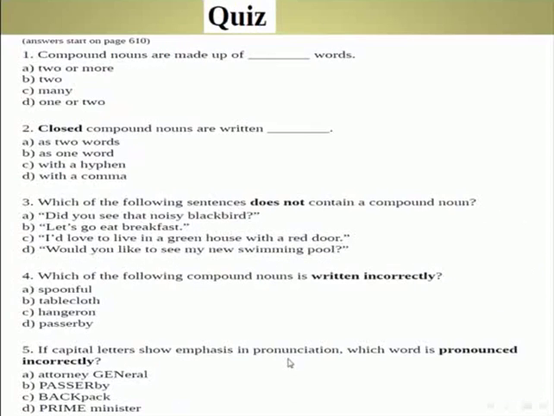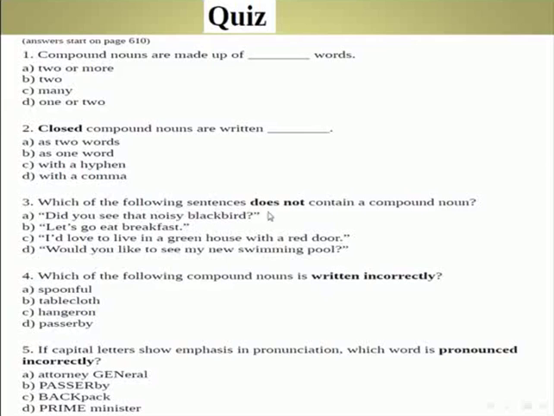Next. It's a quiz here, and we will have the answers later. Number 1. Compound nouns are made up of what? Two or more, only two, or many, or one or two? The answer is A. We write two or more words. Now 2. Closed compound nouns are written how? As two words or as one word, or with a hyphen or with a comma? Actually, B, as one word, which is closed.